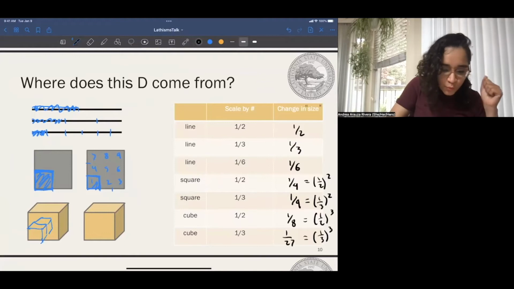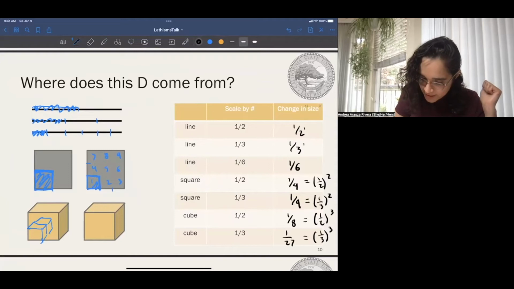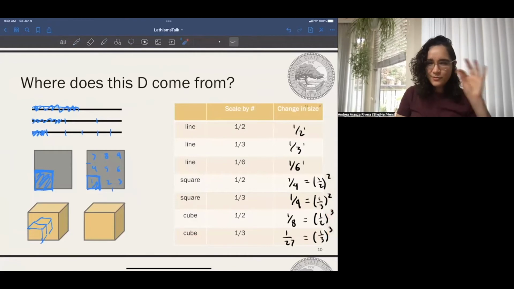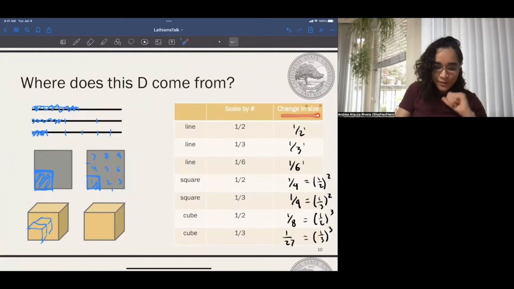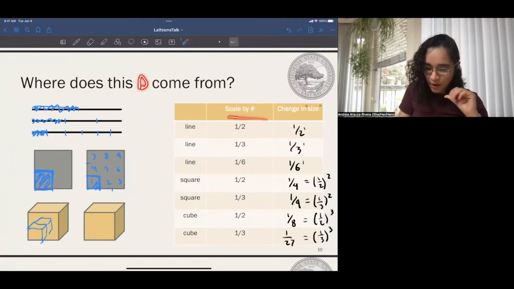So one thing I want to highlight here is that I have some hidden ones here. I've got some 2s here for my square, and I've got some 3s here for my cube. And you might see how those relate to the dimensions of each of these shapes. So let's use this same idea. We'll write down a relationship between my scale by number and an analog for this change in size. And then we'll take a look at, can we use this same pattern, this same connection between these two quantities to look at the Sierpinski gasket.